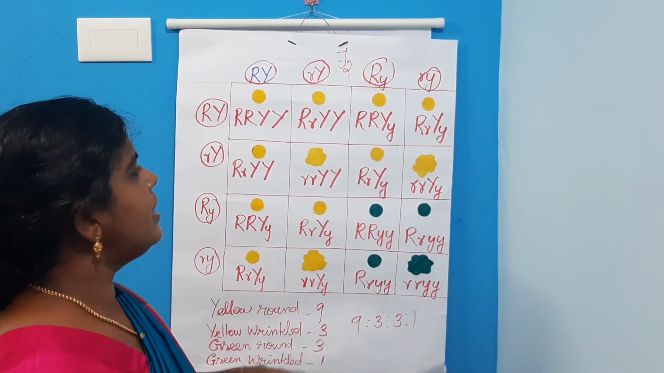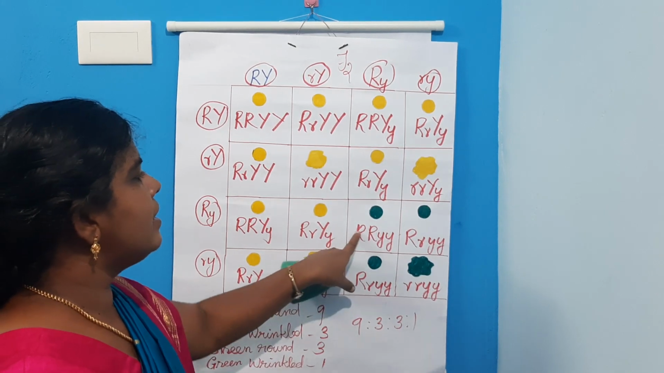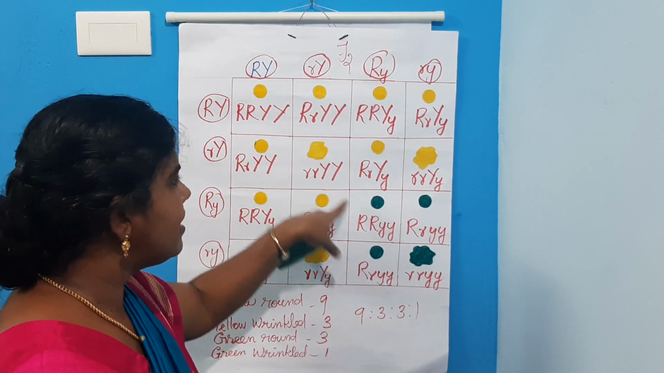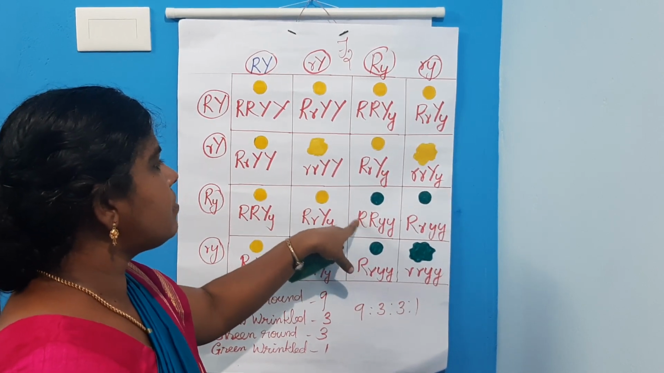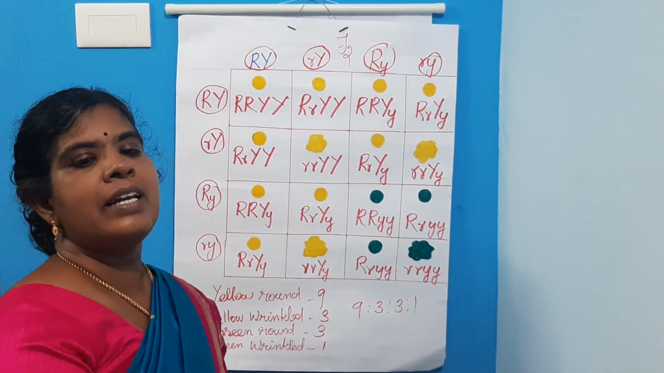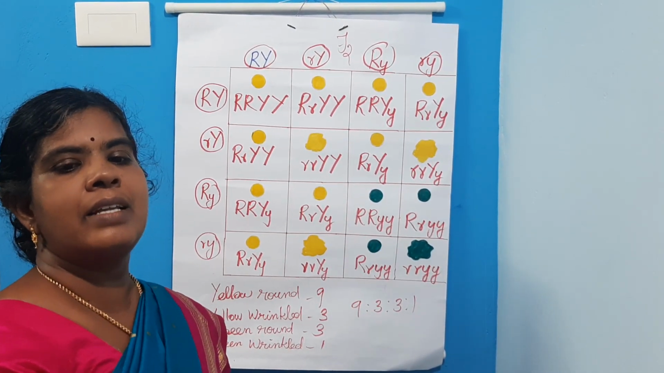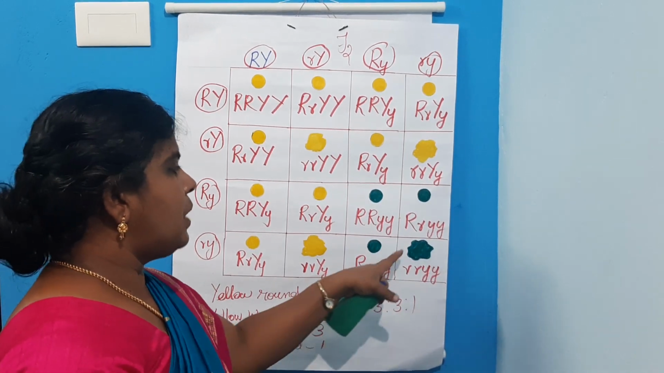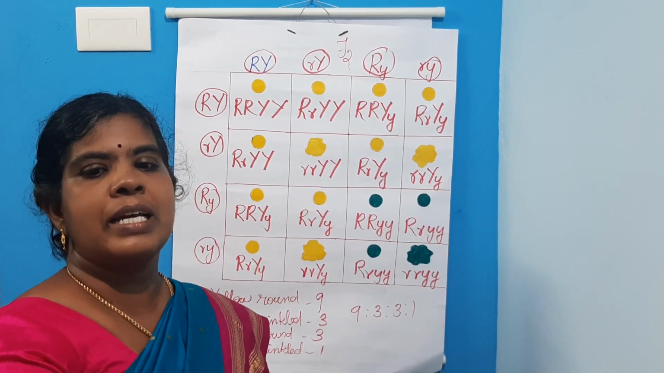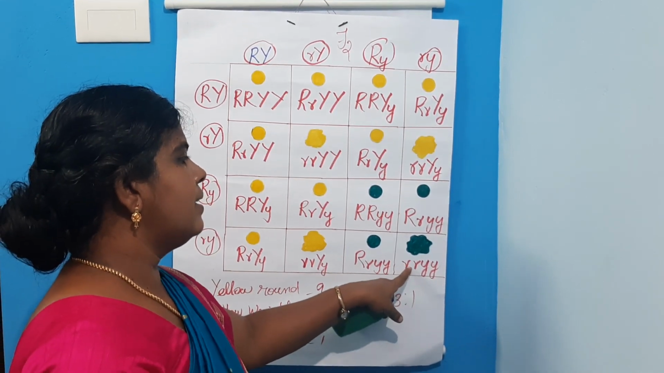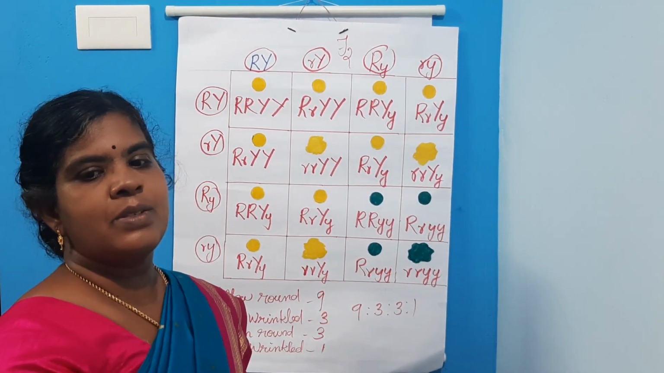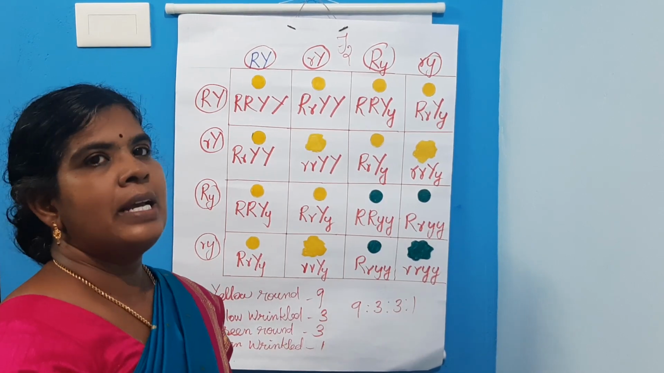Then 3 with another dominant. Here this is yellow dominant, and this round is dominant. So this is another 3 with another dominant and another recessive. Another 1 is the recessive. 1 hybrid shows the recessive character. 2 recessive characters, that is green wrinkled. That is one with 2 recessive characters.